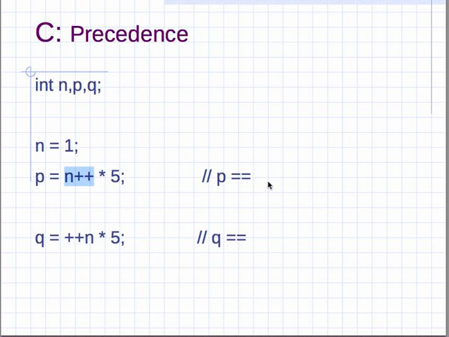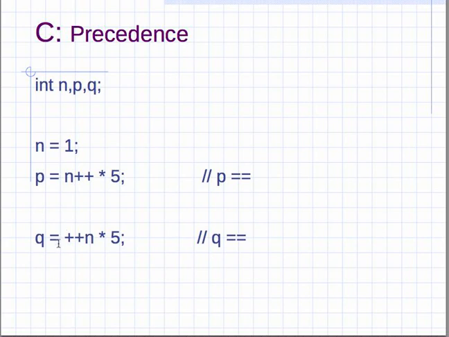So p, after this statement is executed, should be equal to 5, because even though n is incremented, n plus plus has the value 1. At this point, after p is computed, n will be equal to 2. That's correct. And now we have pretty much the same thing as in the previous statement.